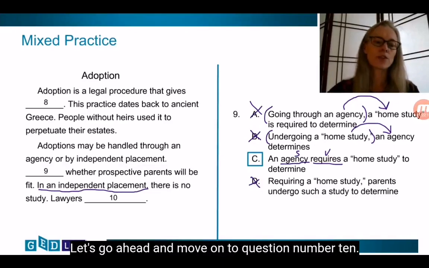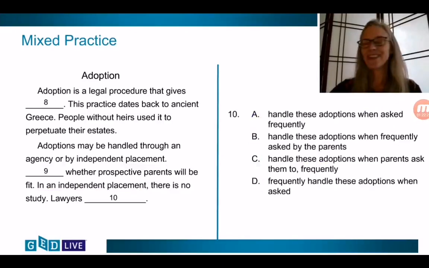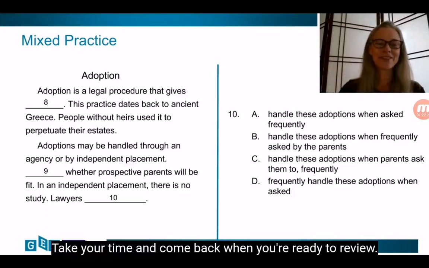Let's go ahead and move on to question number 10. Take your time and come back when you're ready to review.